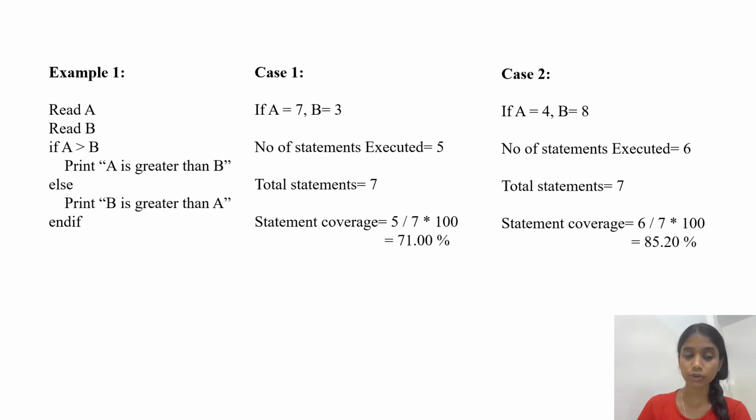3 statements are executed till now, and then it will jump to the else part because A is not greater than B, B is greater than A. So else is the fourth statement to get executed, and print B is greater than A. That statement will get executed, and end if will get executed.